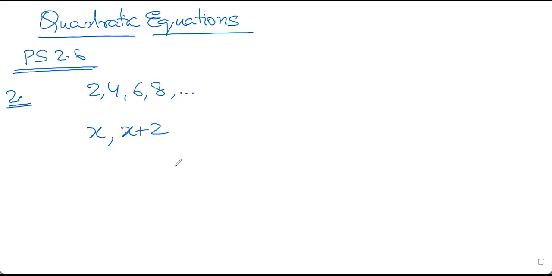Now the question is easy. It says the sum of squares. Okay, then the squares will be x square and x plus 2 whole square. The sum of this is equal to 240. This is what we need to solve. The question is, find the numbers. Find the numbers means we need to find x and x plus 2. We now have a quadratic equation. If we can solve it, we can find x. If we can find x, we can find x plus 2.